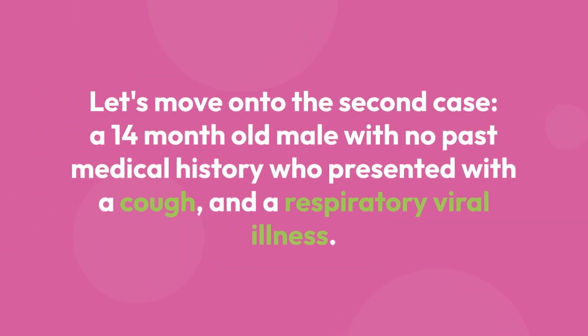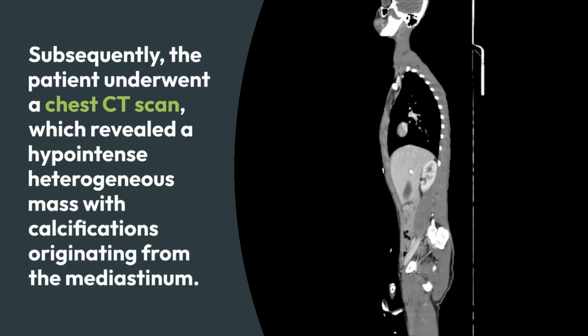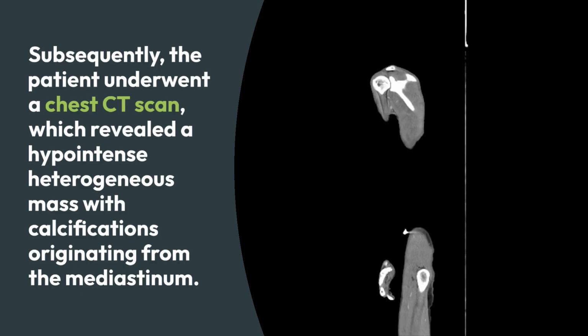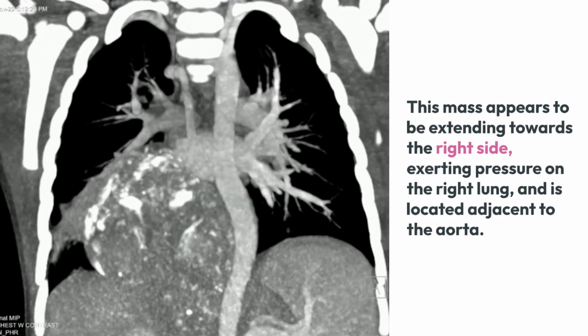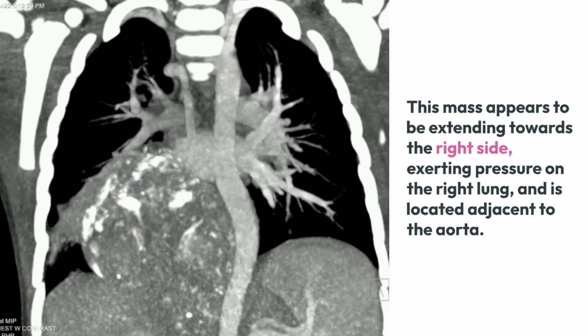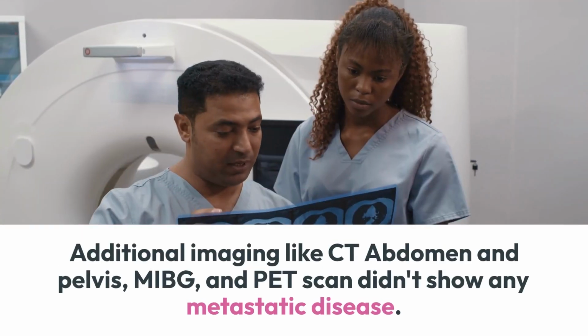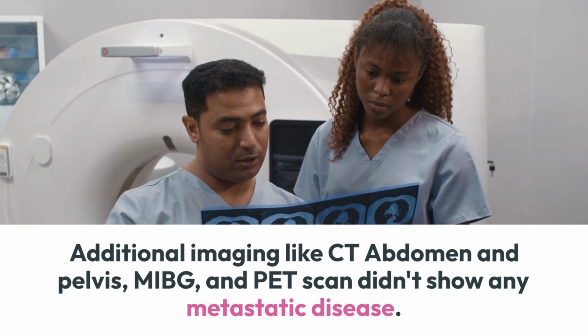Let's move on to the second case. A 14-month-old male with no past medical history who presented with a cough and a respiratory viral illness. And then the patient underwent a chest CT, which revealed a hypointense heterogeneous mass with calcifications originating from the mediastinum. This mass appears to be extending towards the right side, exerting pressure on the right lung, and is located adjacent to the aorta. Additional imaging like CT abdomen and pelvis, MIBG, and PET scan didn't show any metastatic disease.